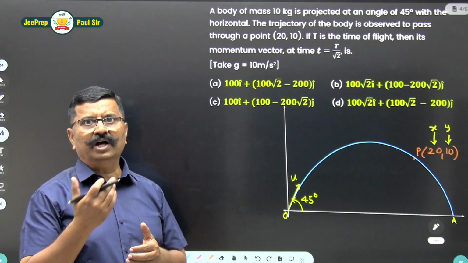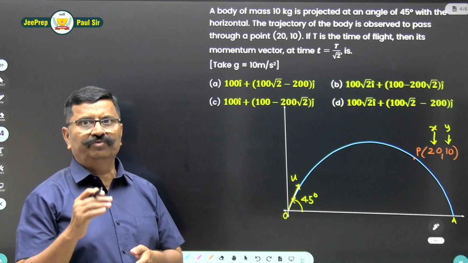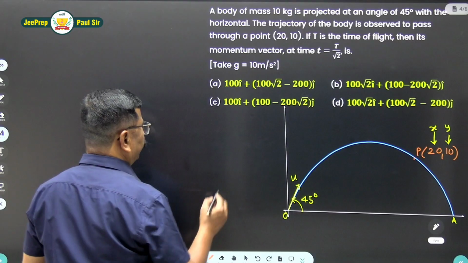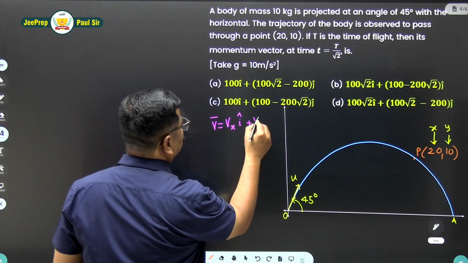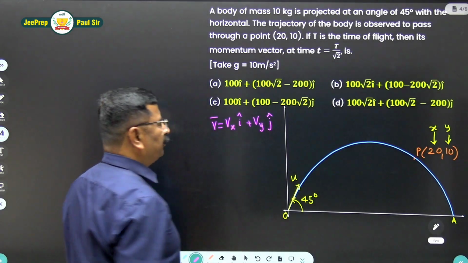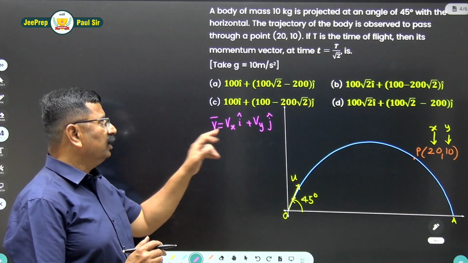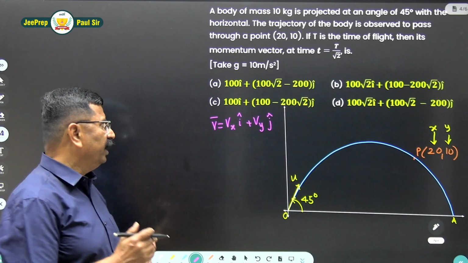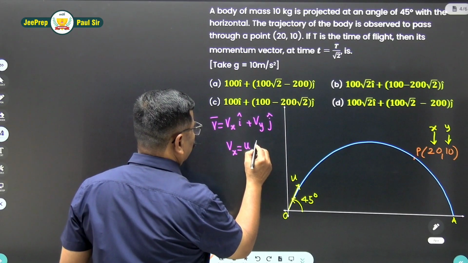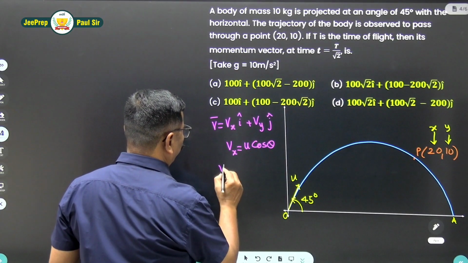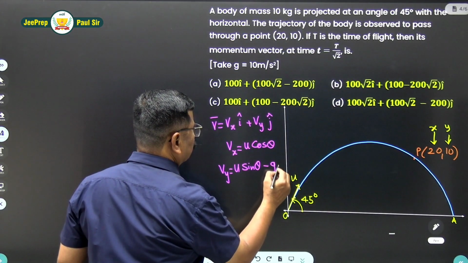Now what is momentum? Mass into velocity. As we want to find the momentum vector, we will have to find the vector v, and the vector v is equal to vx i plus vy j. So we need to find this velocity vector. How will you find it? You will have to find the vx component and the vy component. Vx component is u cos theta and vy component is u sin theta minus gt.